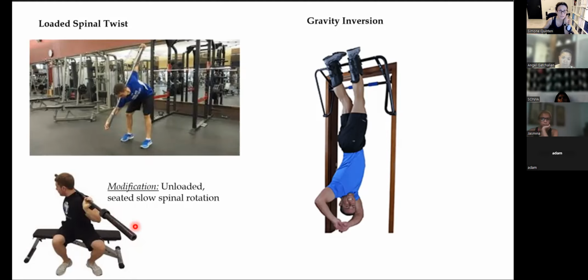Yeah, okay. And now here, gravity inversion. This is a traditional technique used by physios, by chiros and stuff like that. So basically what it is supposed to do is release the compression, if there is nerve impingement or stuff like that. So a lot of people swear by it.